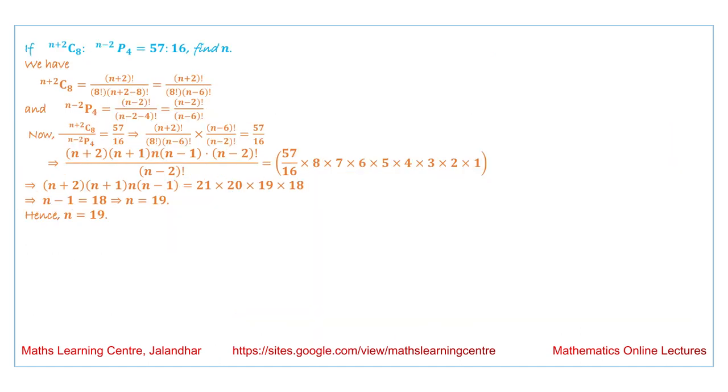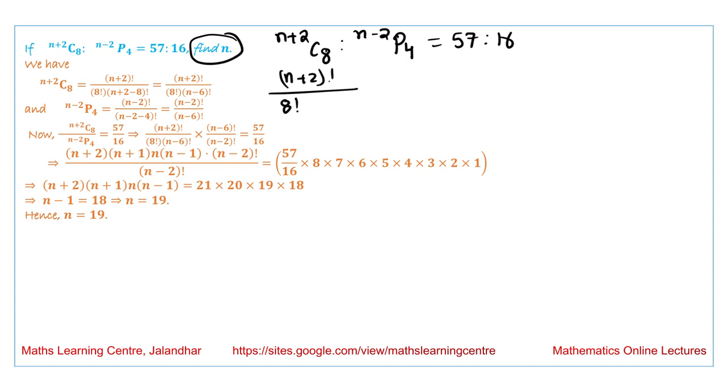Next is, if n plus 2C8 is to n minus 2P4, that is equal to 57 is to 16, we have to find the value of n. So if we write these values, we have n plus 2 factorial divided by 8 factorial into n minus 6 factorial, multiplied by, in the numerator, n minus 2 factorial, and in the denominator n minus 6 factorial. It is given to be 57 by 16.